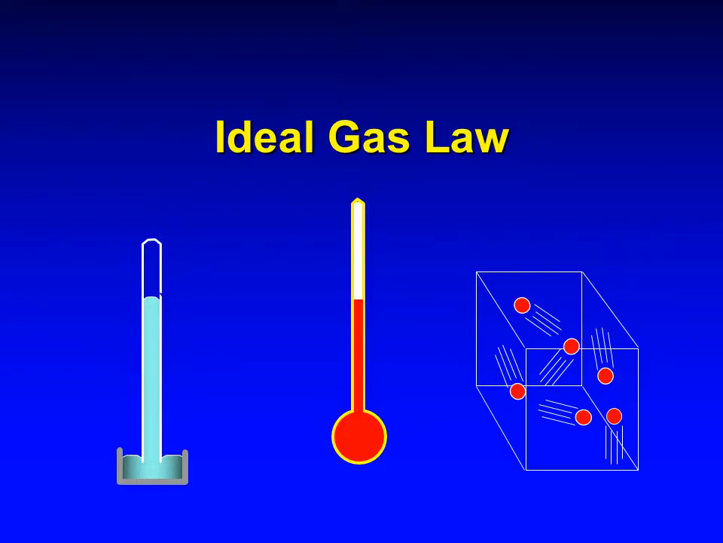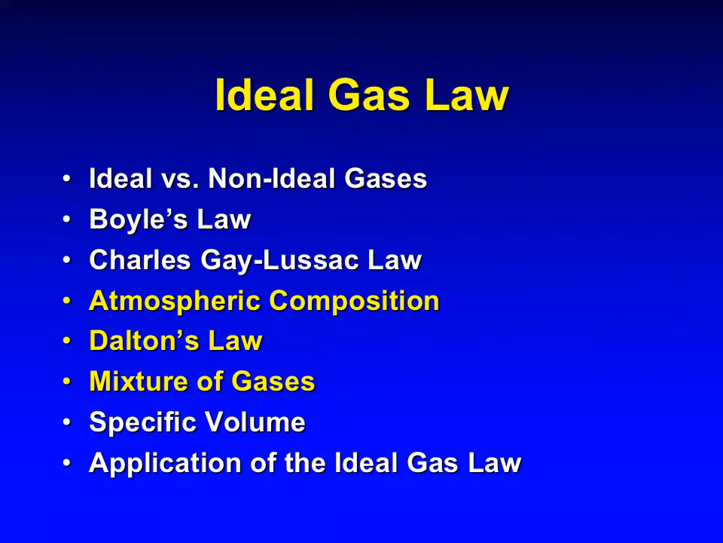Hello and welcome to our third video on the ideal gas law for atmospheric thermodynamics. We discussed ideal gases, what the assumptions are, and what is not an ideal gas. We've also discussed the different relationships that were discovered between pressure, temperature, and volume of a gas. Those were called Boyle's law and also Charles's law or Gay-Lussac's law.